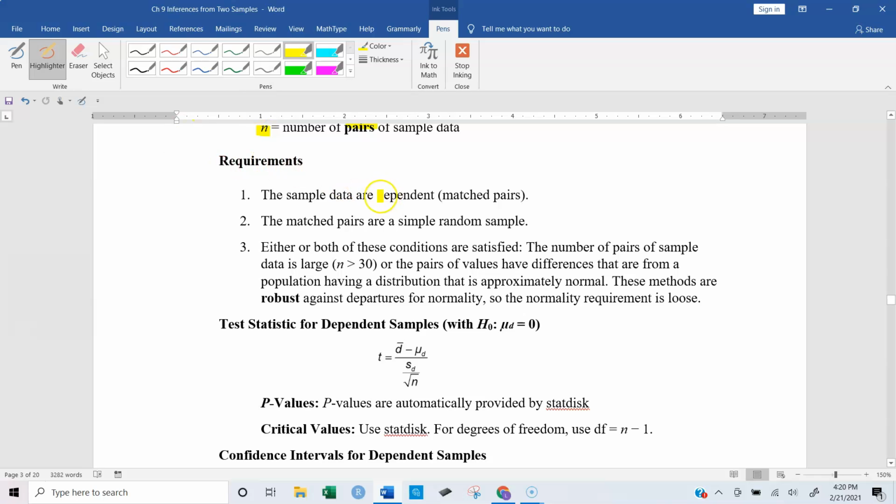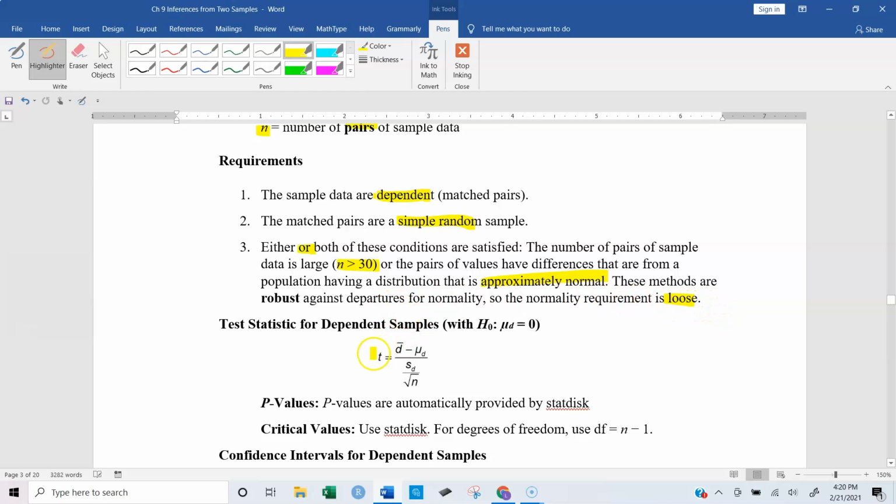Okay, the sample data had to be dependent this time. That's new. Still a simple random sample. This is also an OR. It either has to be greater than 30 or it has to be a normal distribution. This is actually a very loose requirement this time. If it doesn't happen, it still actually works.